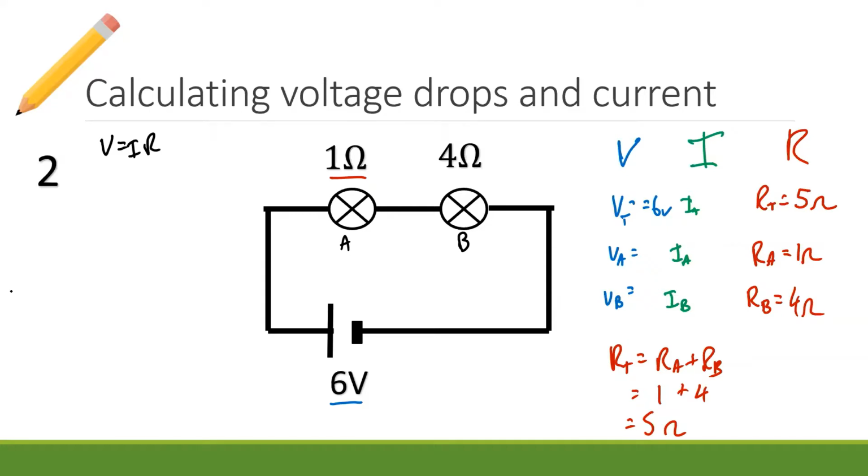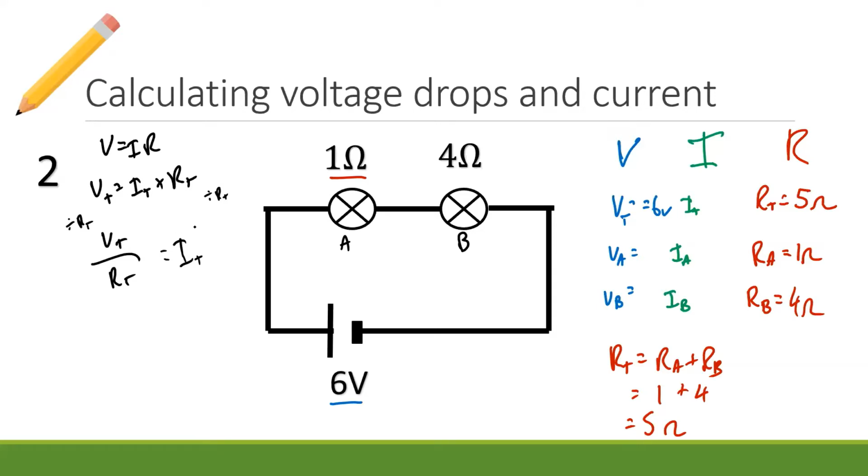We're going to calculate this by going VT equals IT times RT. But we don't want VT, we want IT. So we're going to divide both sides by RT. This gives us VT divided by RT is IT. The total voltage divided by the total resistance can give us the total current.